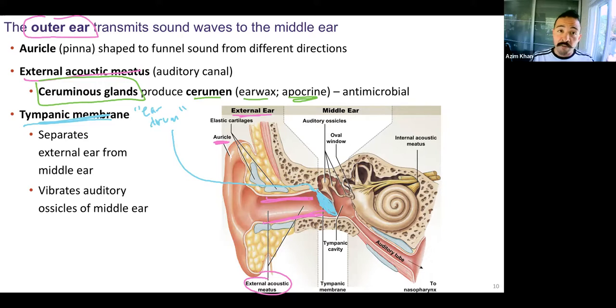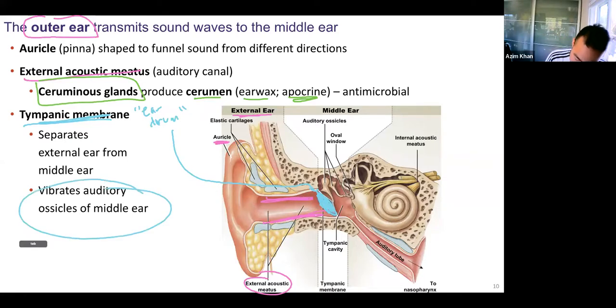We call it an eardrum, or tympanic means drum, because when you hit a drum, the drum vibrates and creates sound. We're not creating sound with this, but it's vibrating, and that's really important. Sound comes in through our external acoustic meatus, and that sound energy will vibrate our tympanic membrane. Vibration of the tympanic membrane will vibrate the auditory ossicles in the middle ear, which we'll see here in a second. So the main structures I'd like you to know are the auricle, external acoustic meatus with ceruminous glands, and then the tympanic membrane. Those are all part of the outer ear.